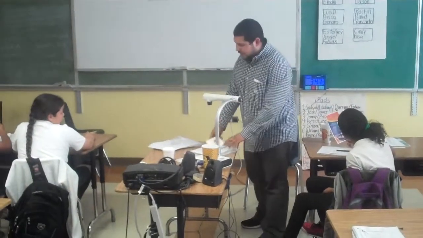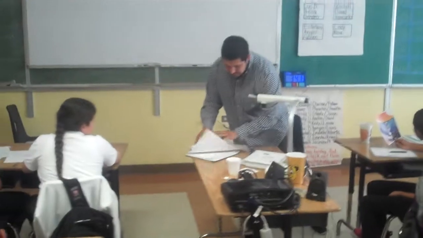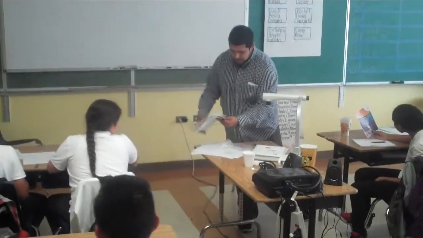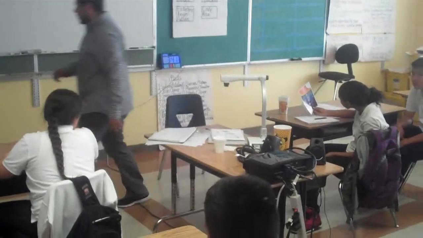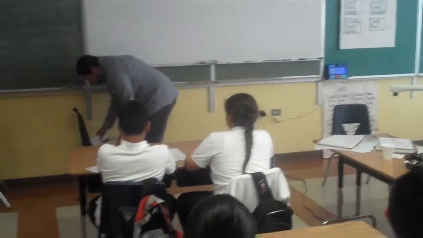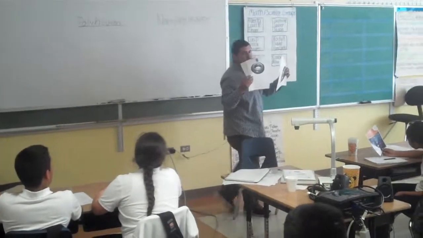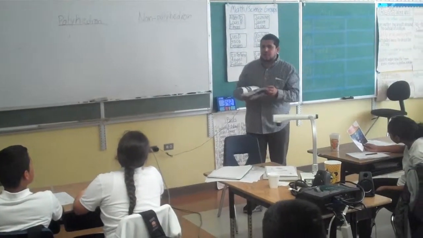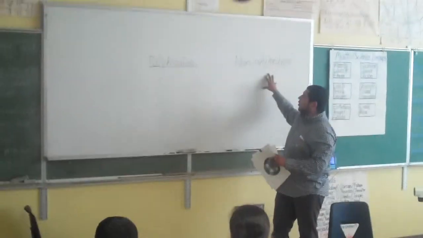I just turned off the projector, but I have another copy of it somewhere. So you're going to get a set of cards that look like these. You're going to get all of these in a smaller version. And your goal is to sort these into two groups: polyhedron and non-polyhedron.